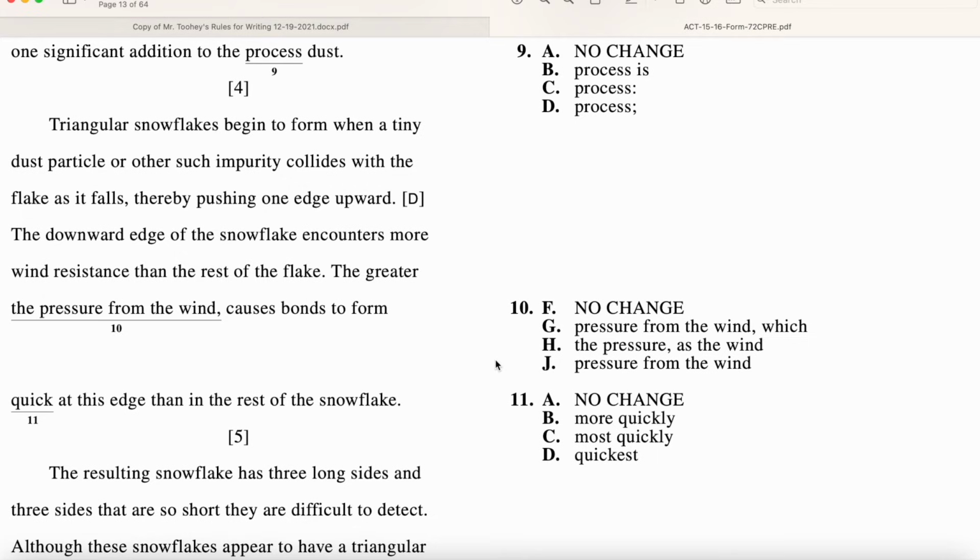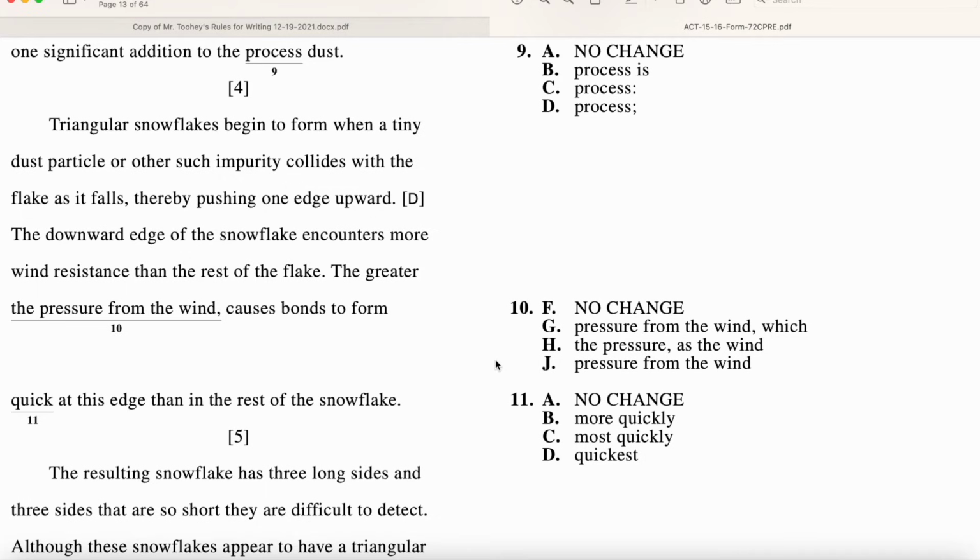The greater pressure from the wind, which causes bonds to form quick at this edge than in the rest of the snowflake. That does not sound good either. It's never a good sign. Let's try H. The greater the pressure as the wind causes bonds to form quick at this edge than in the rest of the snowflake. That does not sound good either.